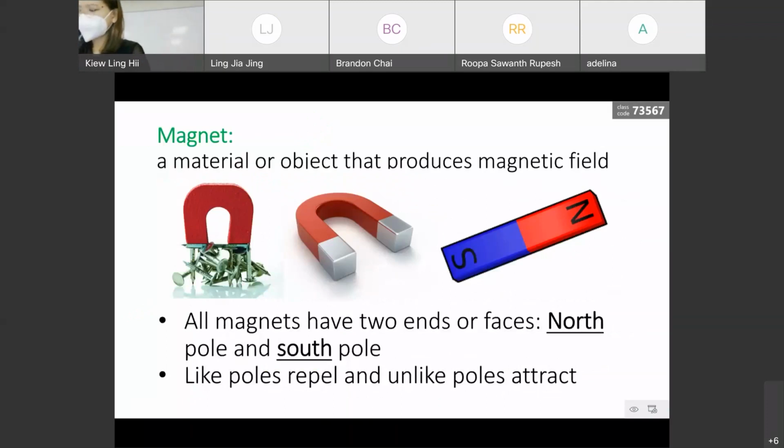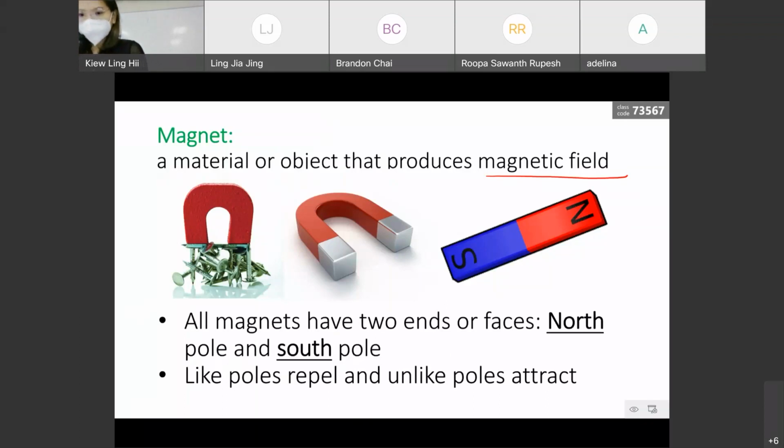Okay. So what is actually a magnet? Okay, a magnet is a material or object that produces magnetic field. So when people ask you what is a magnet, we will usually say that something that can attract metal, right? But in the technical form of explanation, if you want to explain it in a more physics way, we say something that produces magnetic field. Okay, so it's the magnetic field that causes the magnet to be able to attract the metal.